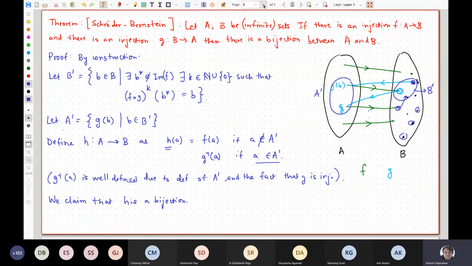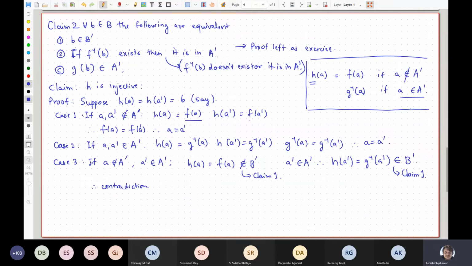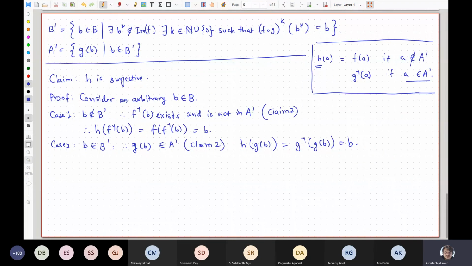Then we claimed that H is a bijection. For that we proved two critical properties: an equivalence between the statement A is in A prime and what happens to F of A and G inverse of A, and similarly an equivalence between B in B prime and appropriate statements about the F inverse of B and G of B. Using these two claims, we first proved that H is injective, and then that H is surjective. Therefore H is a bijection from A to B.